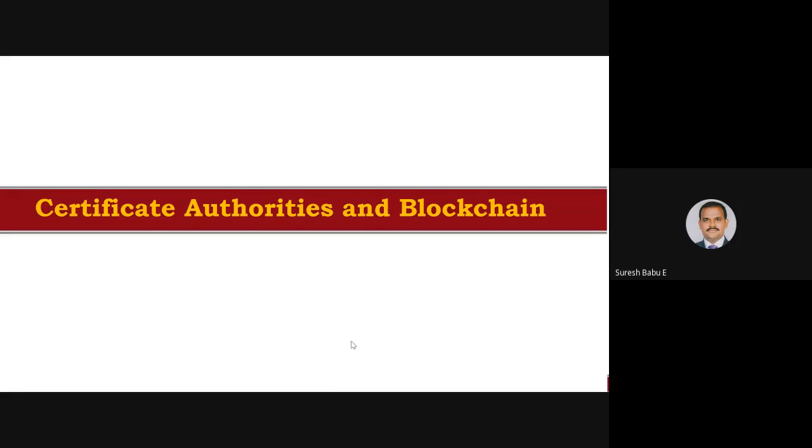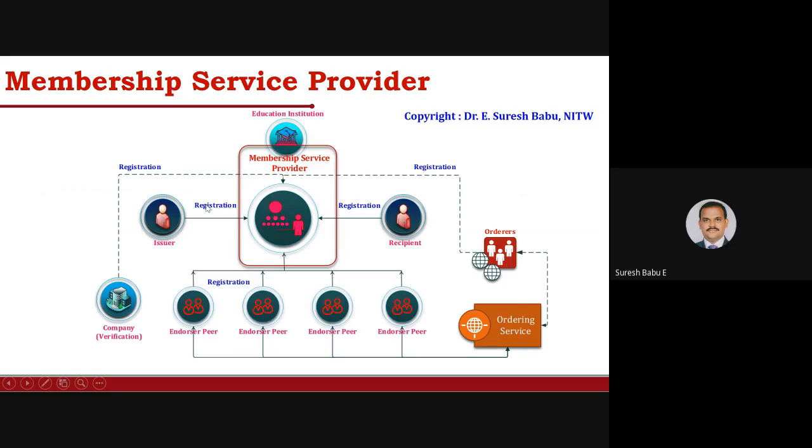Then we are going to see the certificate authorities in blockchain, right? This is the certificate authority in blockchain, and this is how it happens. Everyone should be registered to the membership service, not only the company. For example, all the endorser peers need to be registered. Ordering services need to be registered to the membership service. No one is exempted. Everyone should be registered onto the blockchain network. And all this information will be stored in the Genesis block.